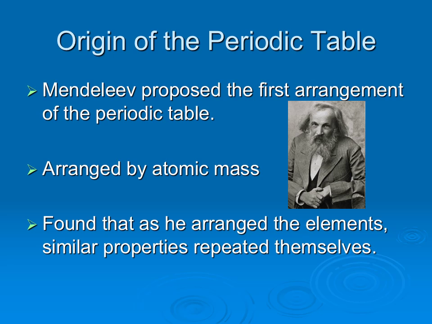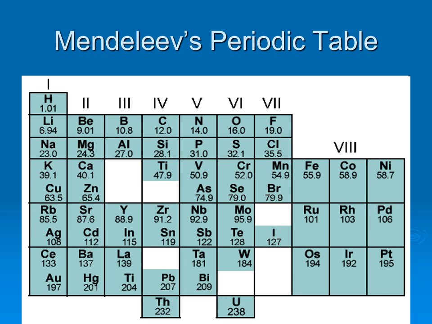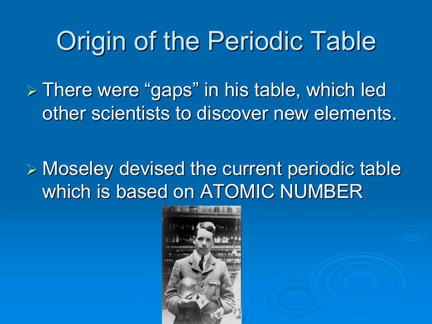Okay, so now we're going to get into the origin of the periodic table and how it's arranged. Mendeleev is the one who came up with the first arrangement of the periodic table, and he arranged it by atomic mass. He found that as he arranged elements, similar properties repeated themselves. This is Mendeleev's version of the periodic table. We know that it looks much different today, but this is what it started with. Again, it's all arranged by atomic mass, from smallest to biggest. There were gaps in his table which led other scientists to discover new elements.